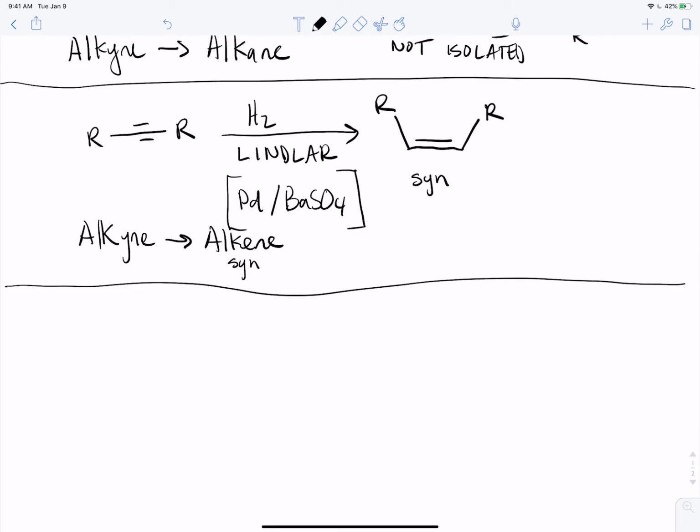Okay. So maybe sometimes you want to have the trans alkene. So, we have a way to reduce an alkyne down to an alkane. We have a way to make a syn or a cis alkene. But we might want to take an alkyne and actually make a trans alkene. How do we do that?